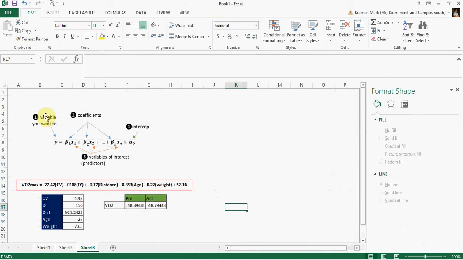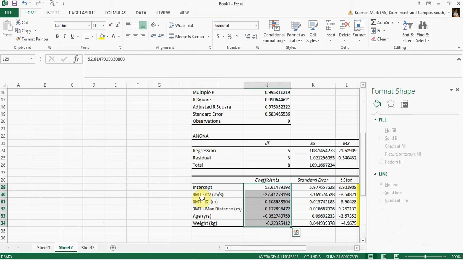You guys will basically be creating a formula in this format. It's saying that my y variable, the one that I want to predict, is equal to this whole messy looking thing. But basically I have a whole bunch of coefficients in front of my x values. And there can be a whole bunch. It can be 2, it can be 5, it can be 1, it can be 10, I don't know. It really depends on your model. And then I have an intercept at the end. And these x values are the variables of interest, the ones that I use to make my prediction. So you can see here that critical velocity, D prime, maximum distance, age, and weight all feature in my model.